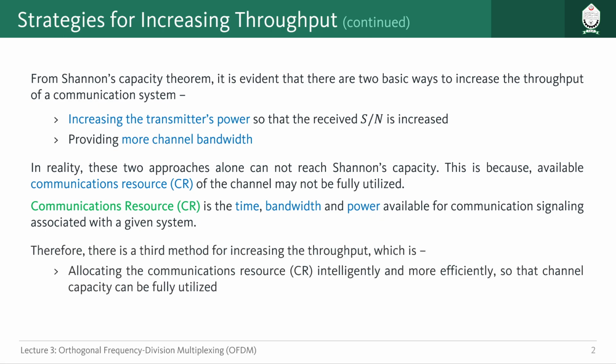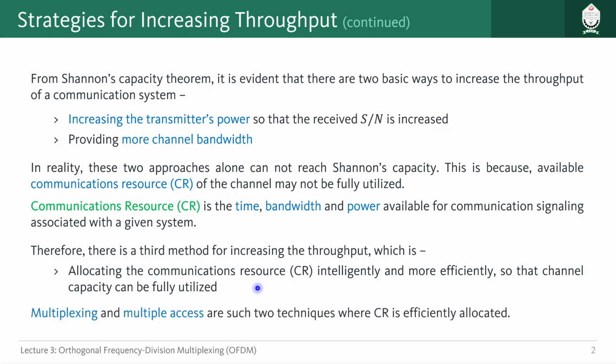So we can say that there is a third method for increasing the throughput of our system, that is allocating the communication resources efficiently and intelligently so that we can utilize all of the communication resources available for our system. Now, there are some techniques available for achieving this efficiency in communication resource utilization. We are going to talk about two of them, multiplexing and multiple access, in this lecture. Using these two techniques, we can efficiently utilize the CR among our users.